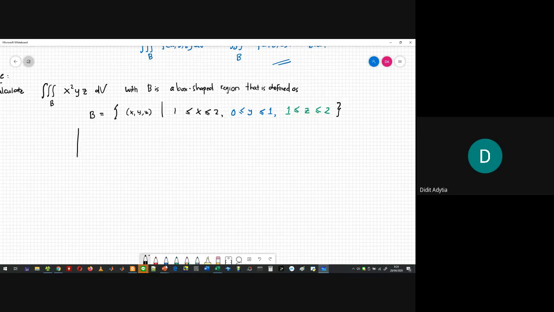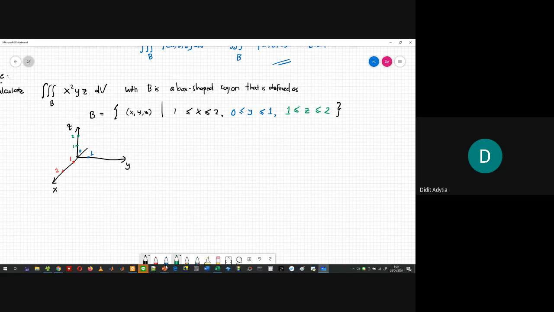Okay, if you can directly draw it, this is x, y, and then this is z. Okay, and then x is between 1 and 2, and then y is between 0 and 1, then z is between 1 and 2. Okay. Kelihatan nggak gimana bentuknya?